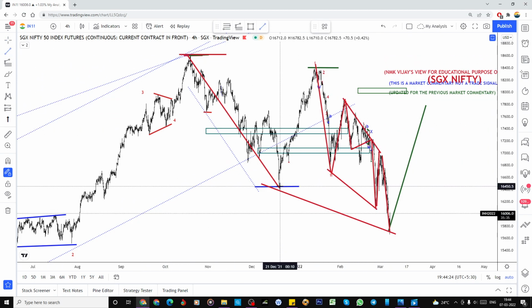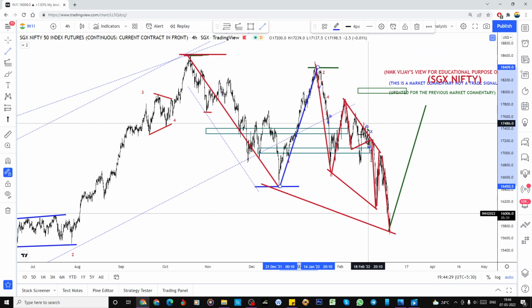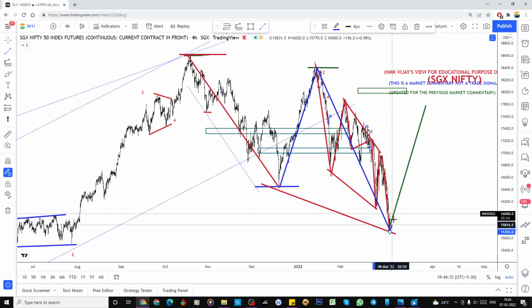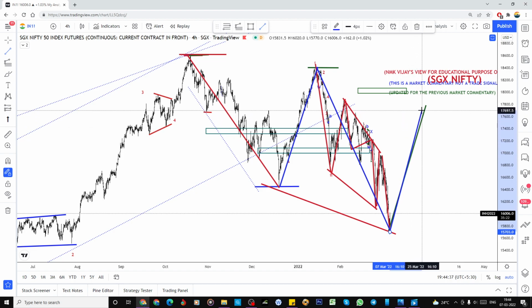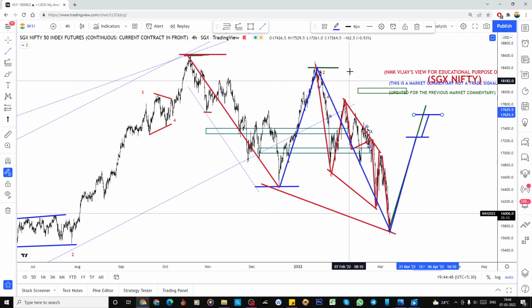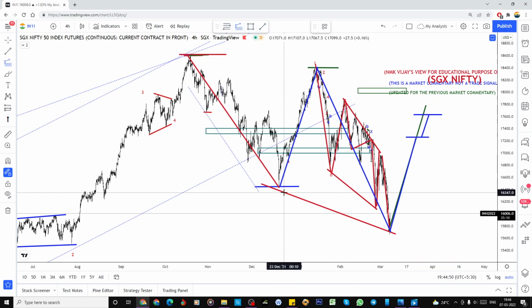Now for this impulsive wave, we can make it blue color, and it has already done as per my view. One more high to 17,200, and this is my 0.786, and one more could be 17,600. This is the wave 1 length of this wave.